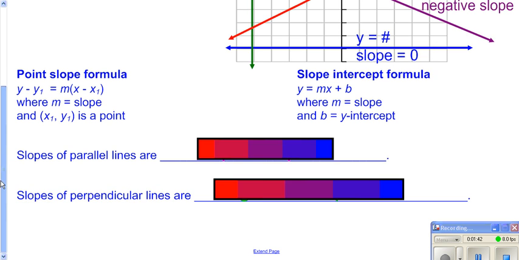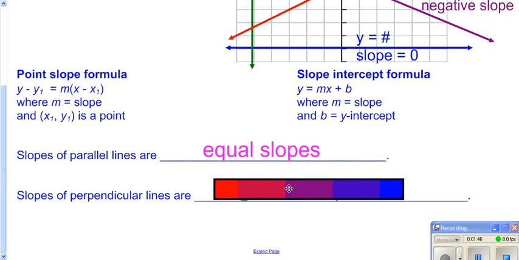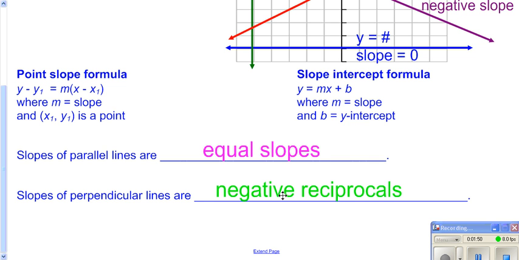Also, as a review, slopes of parallel lines are always equal or the same. Slopes of perpendicular lines are opposite reciprocals or referred to as negative reciprocals.